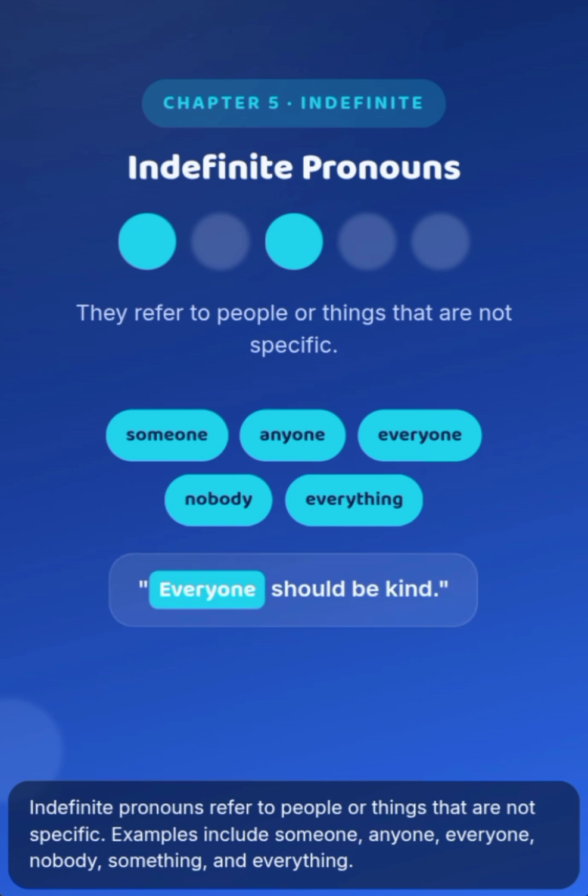Indefinite pronouns. They refer to people or things that are not specific. Someone, anyone, everyone, nobody, everything. Example: everyone should be kind.